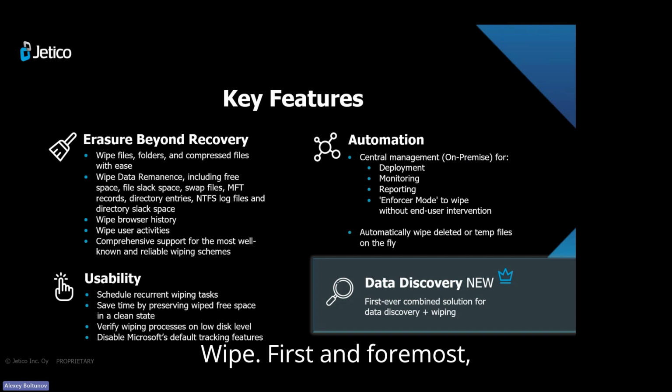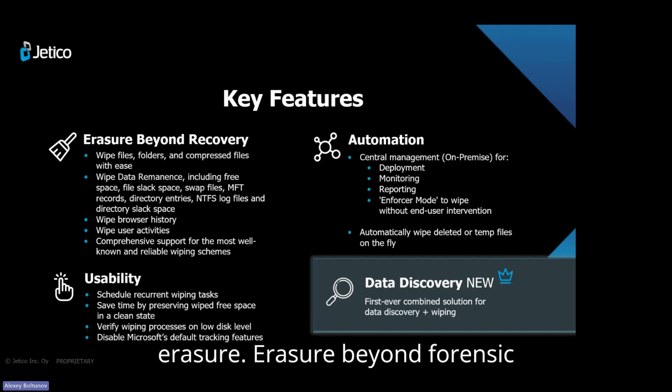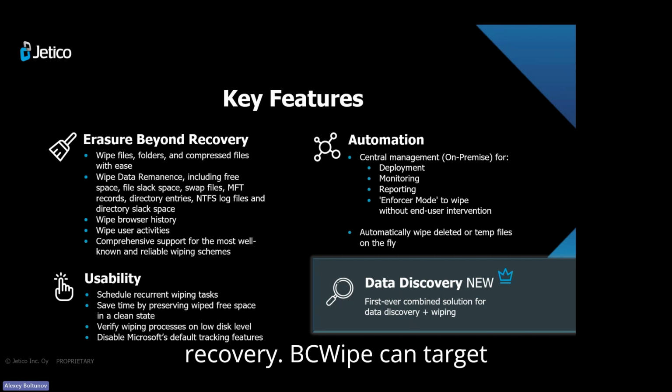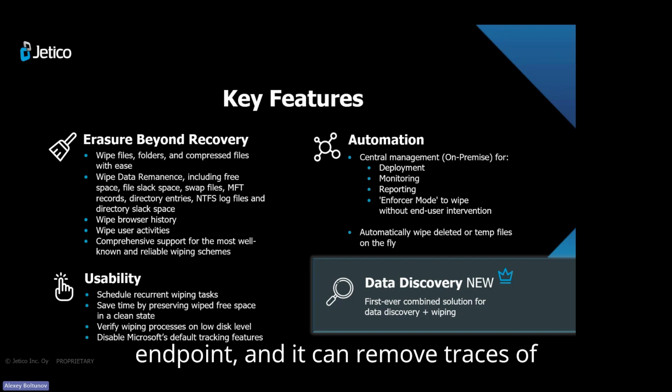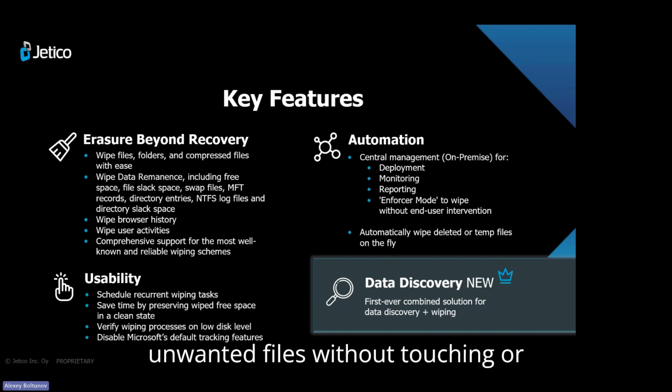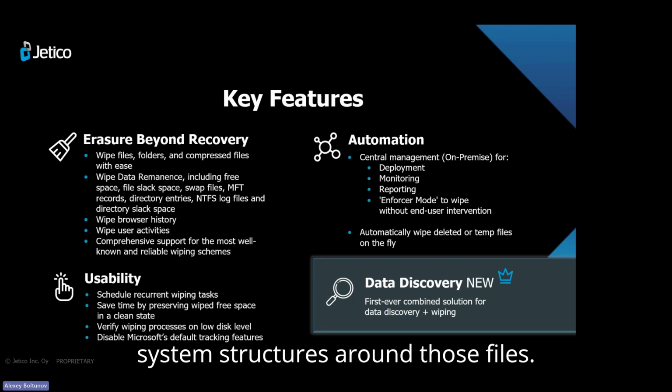First and foremost, the core feature of BCWipe is, of course, erasure. Erasure beyond forensic recovery. BCWipe can target files and specific folders on an active endpoint, and it can remove traces of unwanted files without touching or harming the operating system or the file system structures around those files.